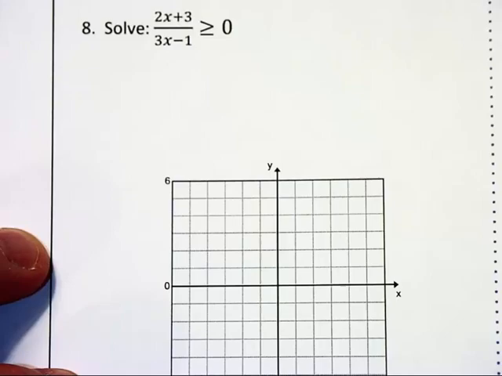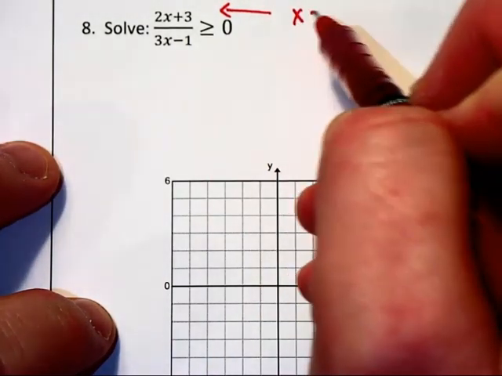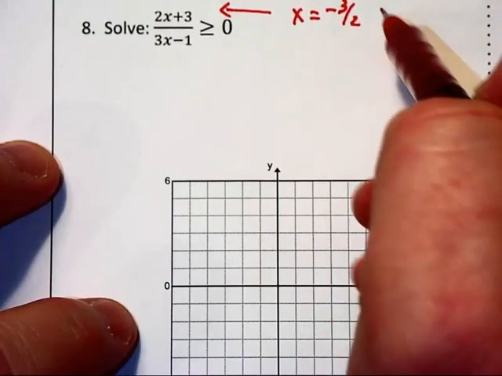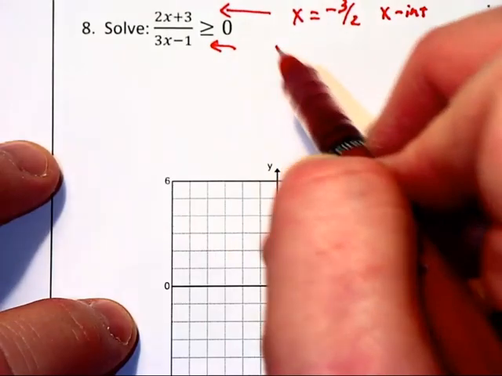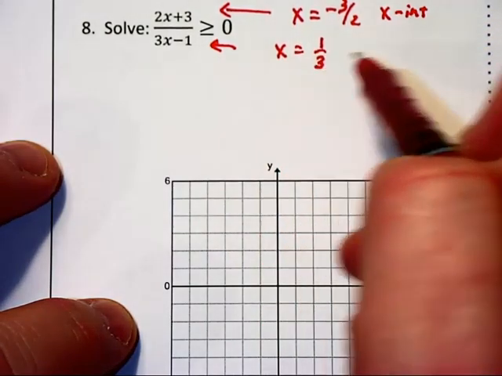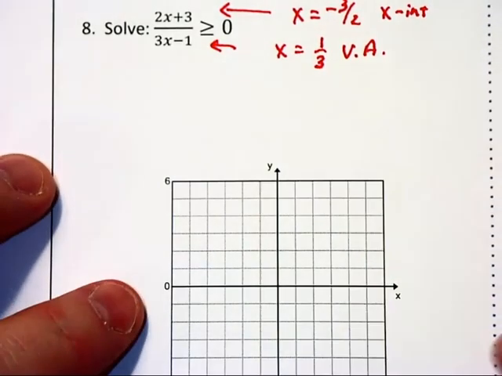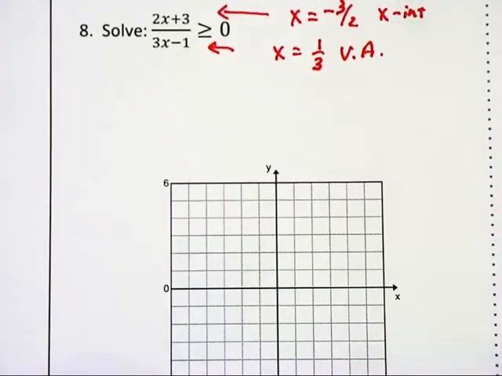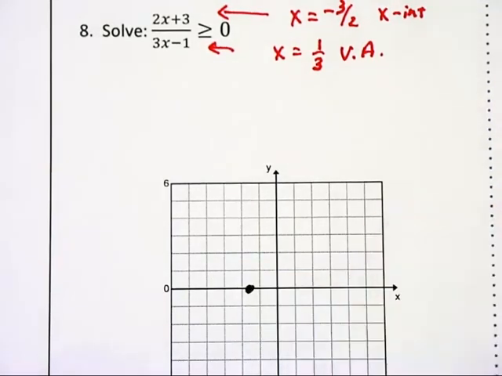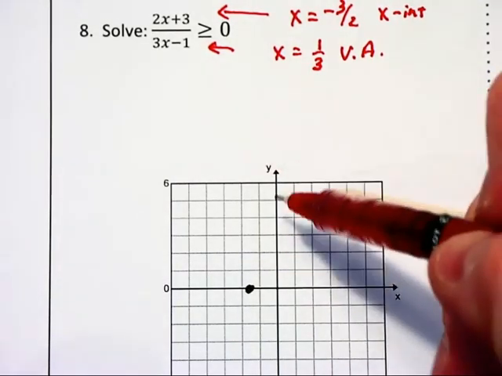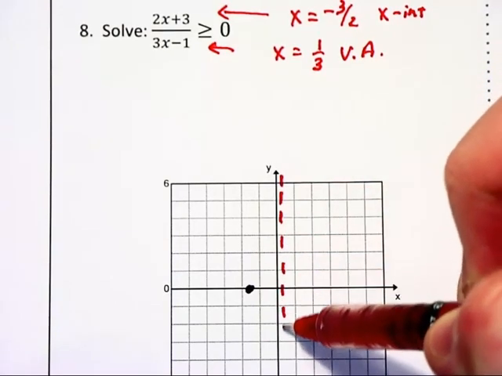We are now asked to solve this equation, and I'm going to solve it by graphing this time. We see that the numerator is going to have x equals negative 3 halves as an x-intercept. The denominator is going to have x equals 1/3 as a vertical asymptote. So let's graph just those two pieces to begin with. X equals negative 3 halves. That's negative 1.5 right there. And x equals 1/3. That's just going to be just a sliver to the right of the y-axis.